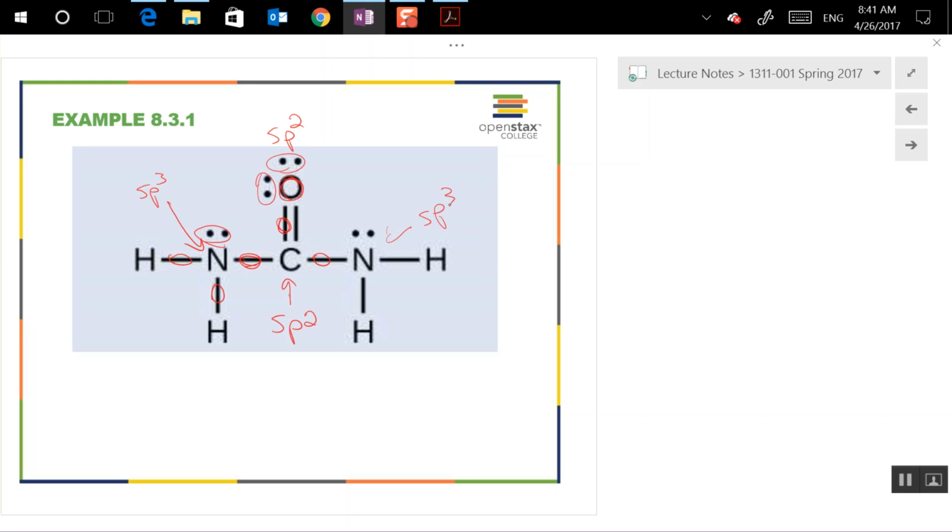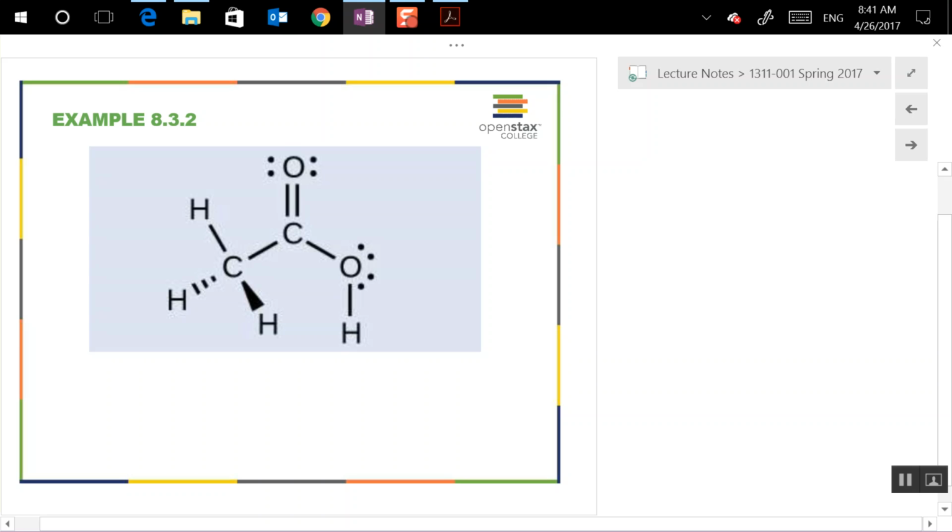Okay, so it's not that bad once you understand just how to count them, and then trying to identify what they are. Carbon here has what hybridization? sp2. This oxygen, what hybridization? sp2. This oxygen, sp3. 1, 2, 3, 4. 2 sigmas, 2 lone pairs, 4, sp3. Right? This carbon is sp3, has 4 bonds, 4 sigma bonds, so it's sp3.